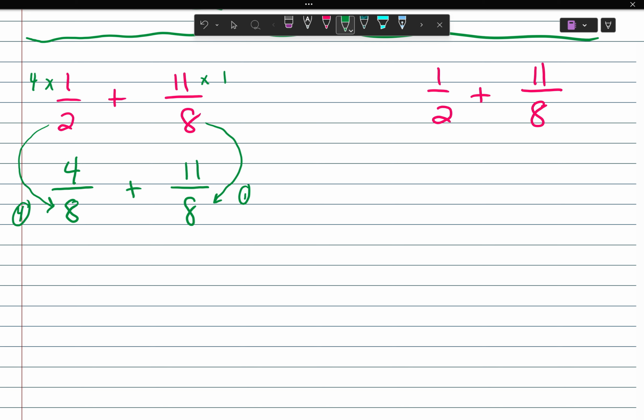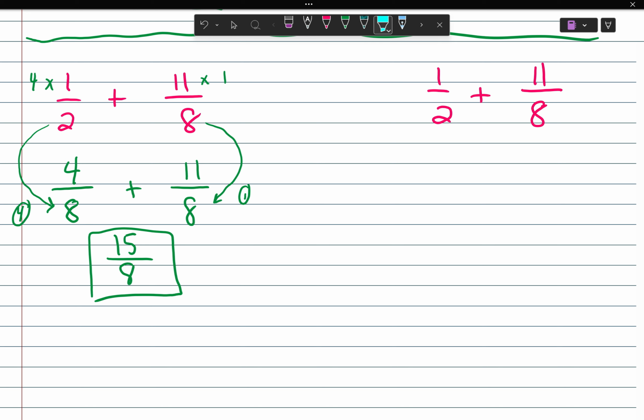So usually when your old denominator is the same as the LCD, nothing changes. So now they both have a denominator of 8, so we just add 4 and 11 to make 15 eighths. And again, if you really want to, you can go ahead and change that to a mixed number, but as long as it's simplified, it's fine as an improper fraction.